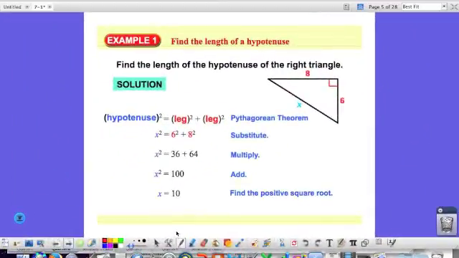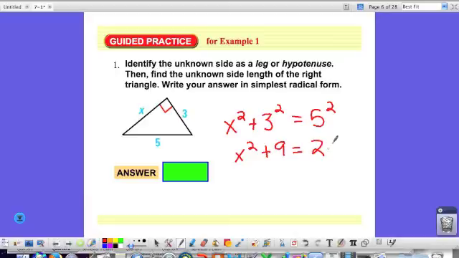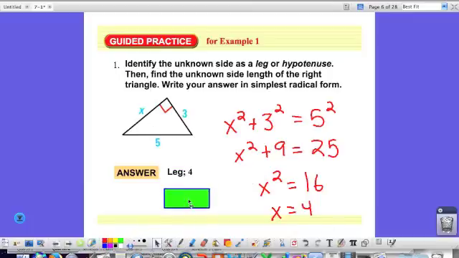So for example one, you know how to do this. I'm going to go through it. So let's try a guided practice. That means x squared plus 3 squared is going to equal 5 squared. x squared plus 9 equals 25. Subtract 9 from both sides. x squared equals 16. So in this case, x has to equal 4. It has to be a positive number because the length has to be positive.